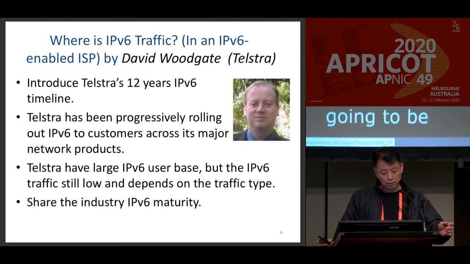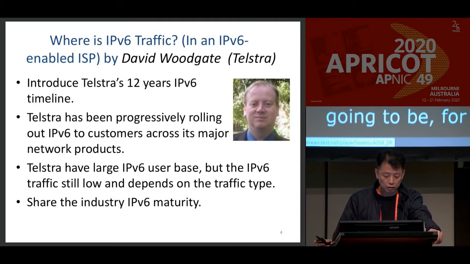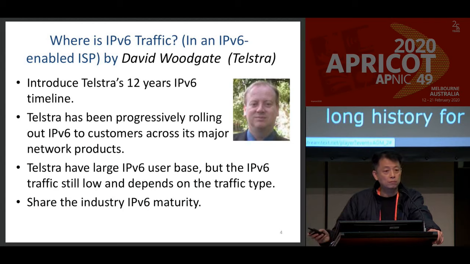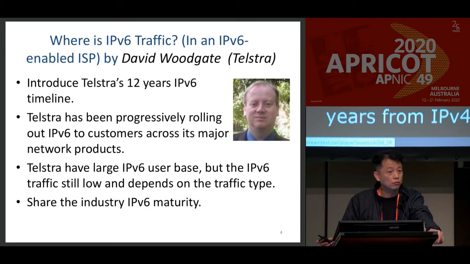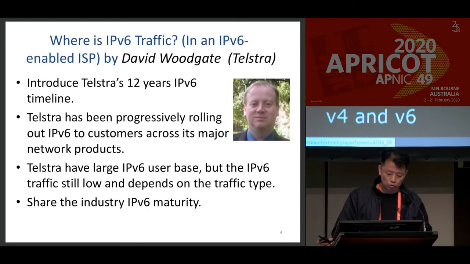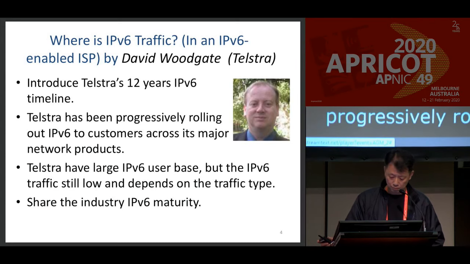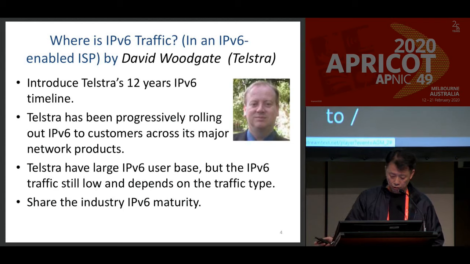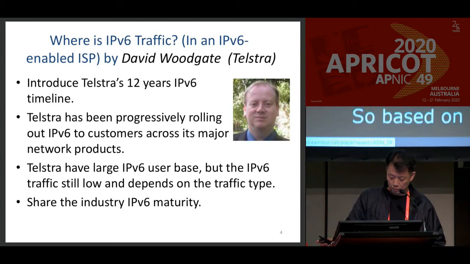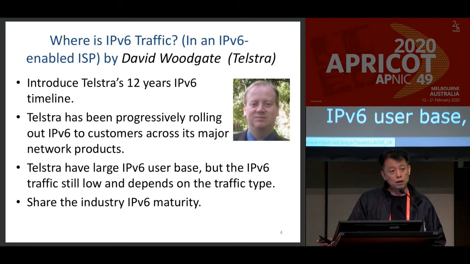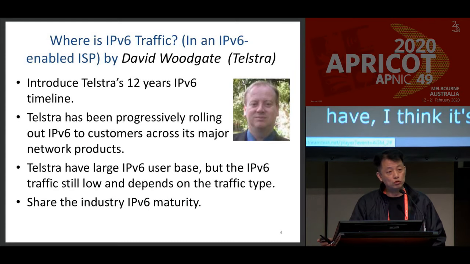The second presenter, David Wuke from Telstra, introduced how the IPv6 traffic goes. For example, he introduced the long history of the Telstra IPv6 timeline: it took 12 years from IPv4 only to the current status, which is V4 and V6 dual stack. Telstra has been progressively rolling out IPv6 to customers according to major network products. They have a very large IPv6 user base, but IPv6 traffic is still quite low, depending on the traffic type. For example, only 4% for international IPv6 traffic.